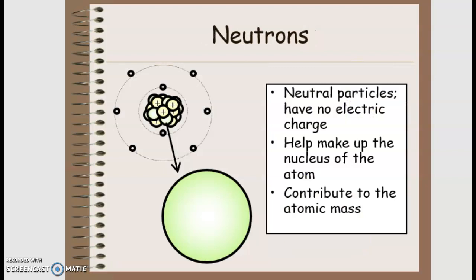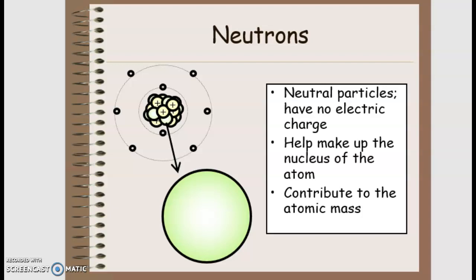The second particle that you're going to find is the neutron. The neutrons are also located inside the nucleus of the atom, but they have no electric charge. They're completely neutral. And they contribute to the atomic mass. And we'll talk more about that tomorrow. But for today, you should know that protons, which are positive, and neutrons, which are neutral, are both located inside the nucleus of the atom.